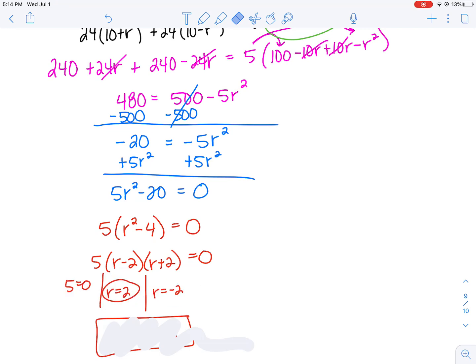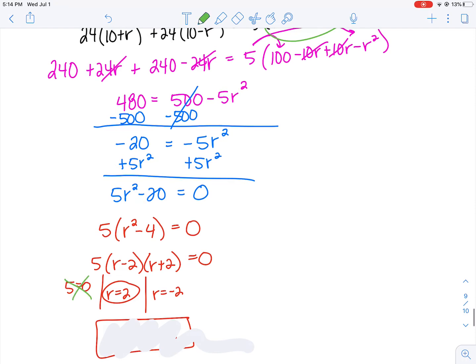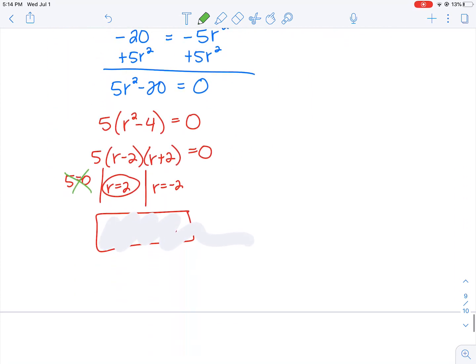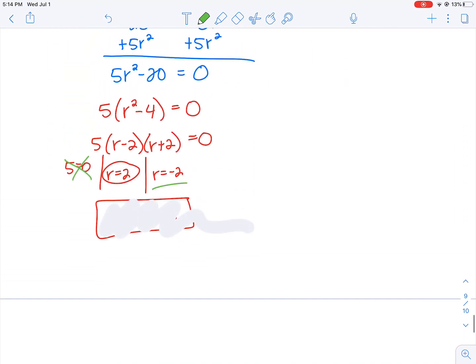Now let's stop and think about what this means, r. Well, didn't r represent the speed of the river? So when I get two answers, and one of my answers is r equals -2, then you're telling me that the river is moving at -2 miles per hour, which doesn't really make any sense, right? So that's a solution that we get. It just doesn't make sense in the context of our problem. So we're not going to use that as our answer.